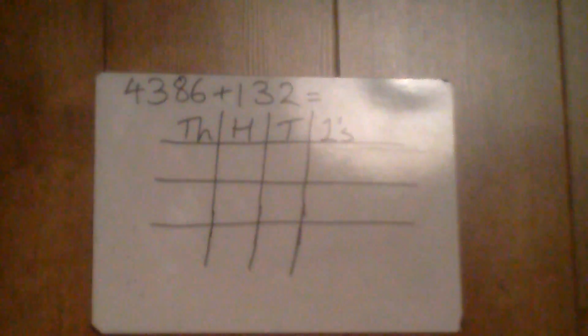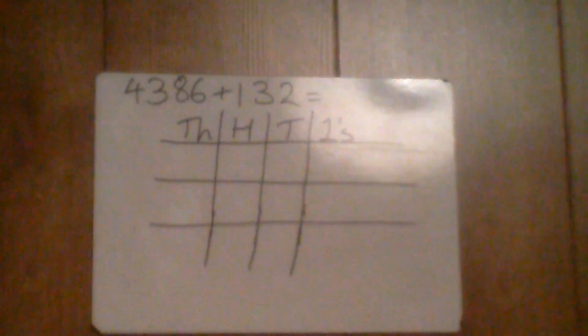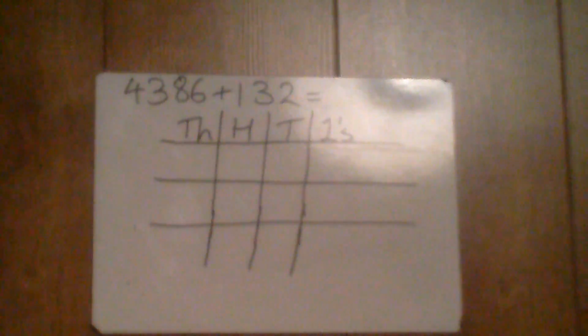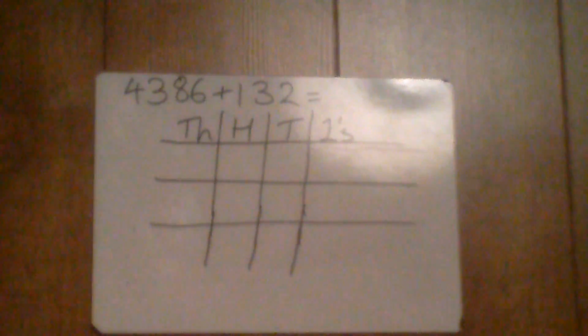Wow! In this video I'm going to show you how to carry out an addition sum using the compact column method. This sum also involves regrouping. In this particular video I am just going to be using the abstract method, so only using digits.